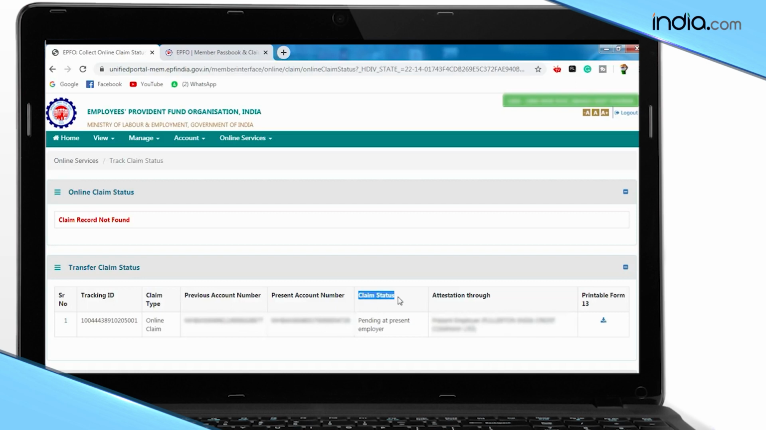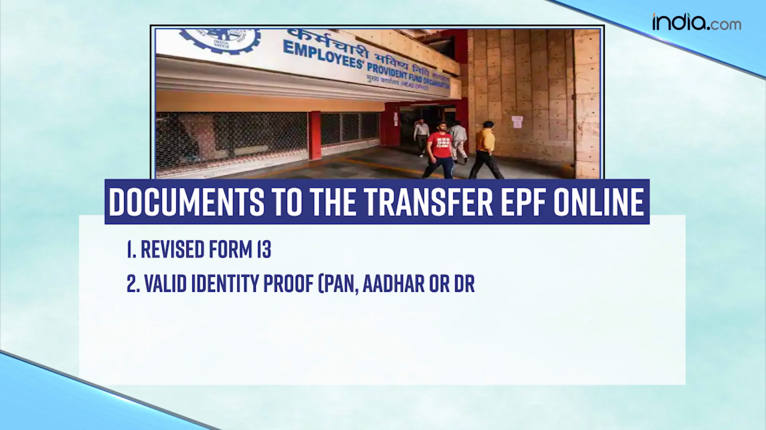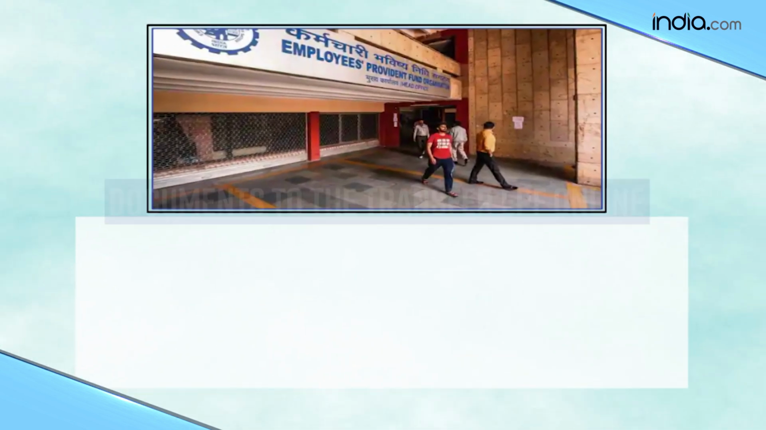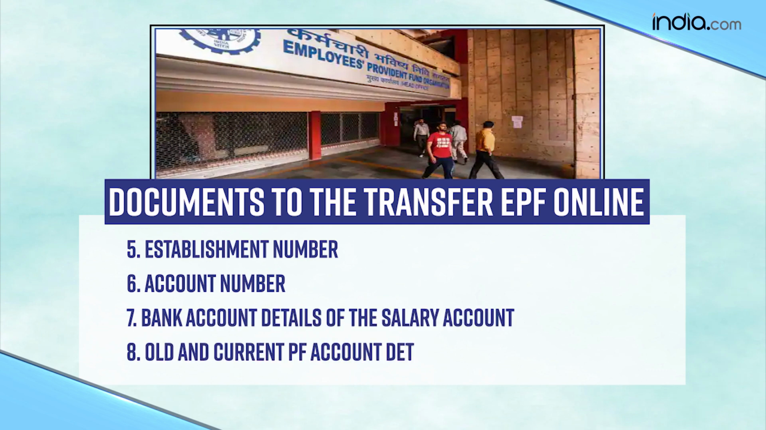Now, prior to that, you need to have the below mentioned documents to begin with the process. Revised Form 13, a valid identity proof, UAN, current employer's details, establishment number, account number, bank account details of the salary account, and old and current PF account details.